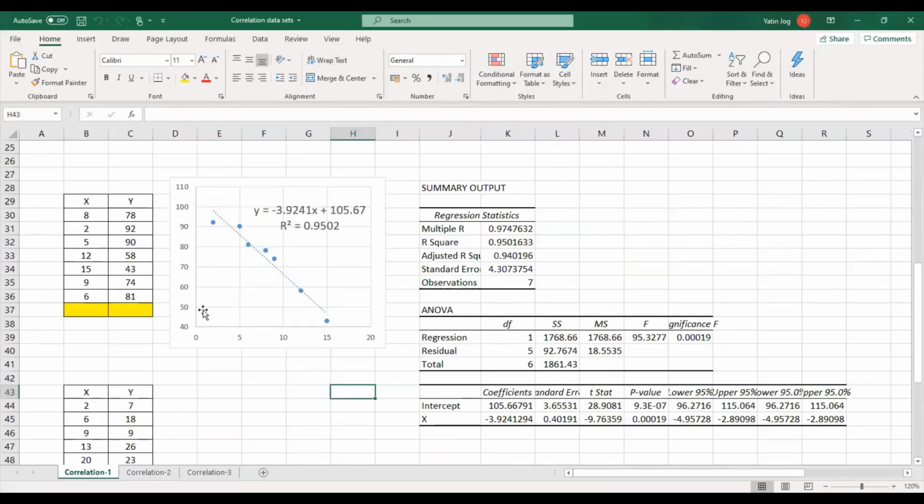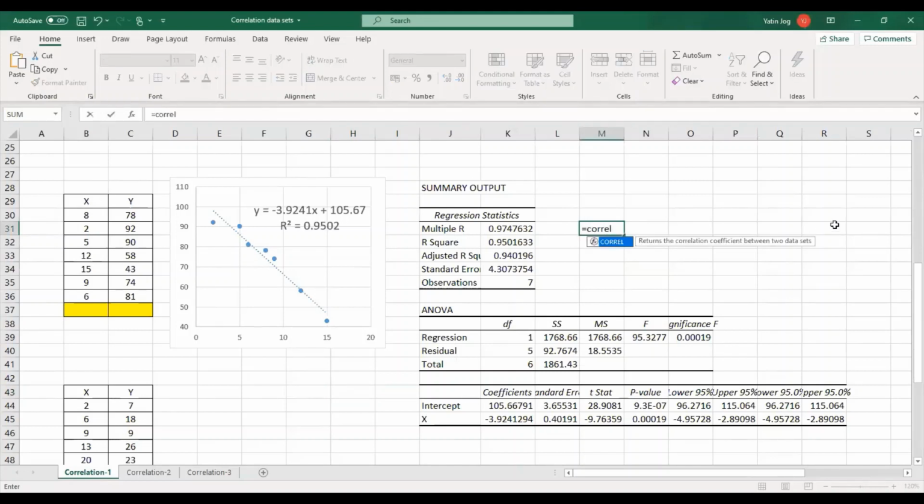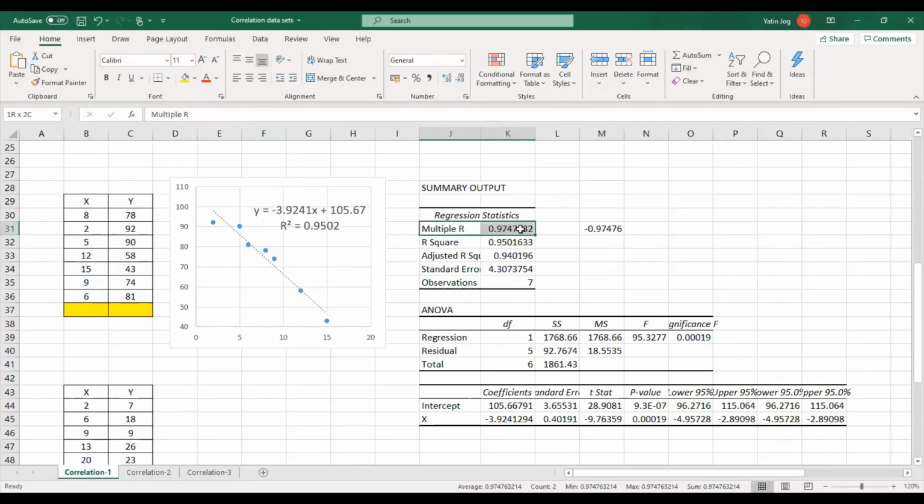So this was the first problem, correct? Now in this problem, if I calculate the correlation using the formula, the correlation between X and Y, I provide all the values of X, comma, all the values of Y. What I get is the correlation coefficient, the same value. Multiple R gives the correlation coefficient, nothing else. It is just the unsigned value. It just shows the strength of the relationship between X and Y, telling me that they are strongly correlated. But that doesn't mean causation, because correlation is different and causation is different. In regression, we are trying to establish the causation also.